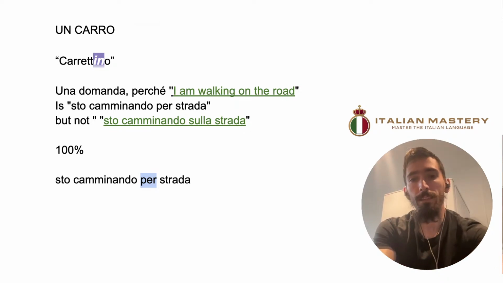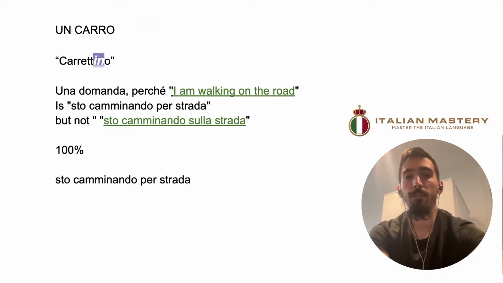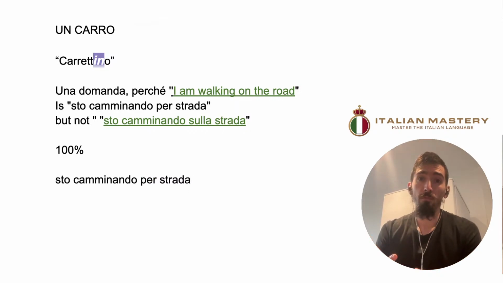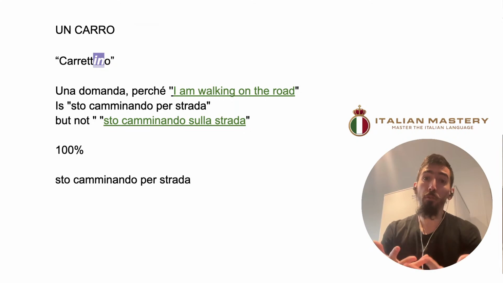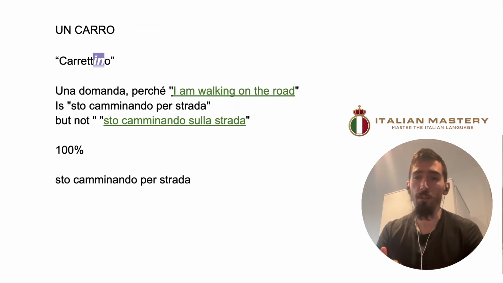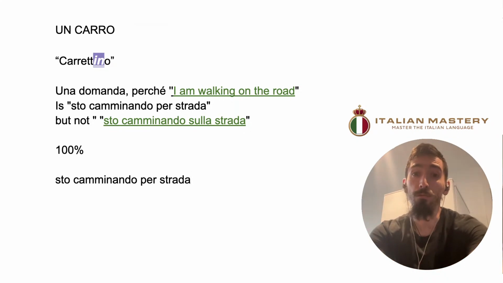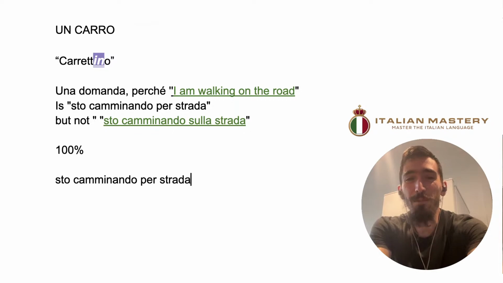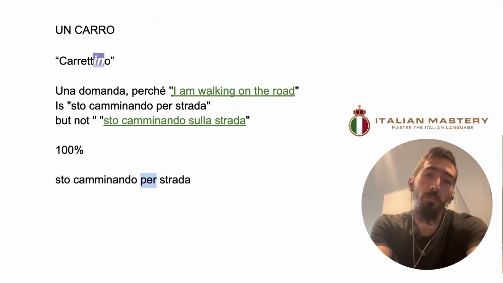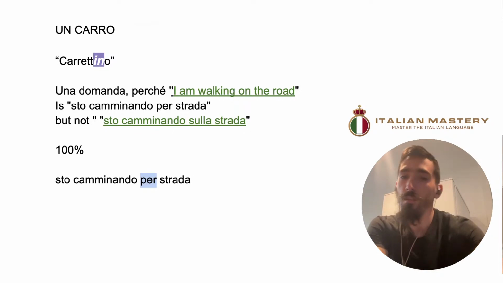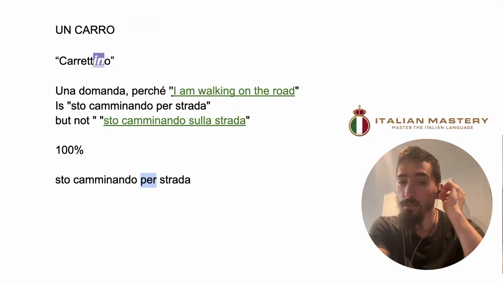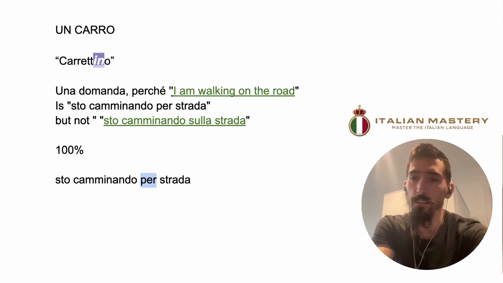"Sto camminando per strada." It means literally through. Per is through. So I'm walking through the streets. I'm not on the street, I am just around, I'm about, I would say. So this is another variation of something that has similar meaning, but not exactly the same meaning. So I hope to have answered your question.